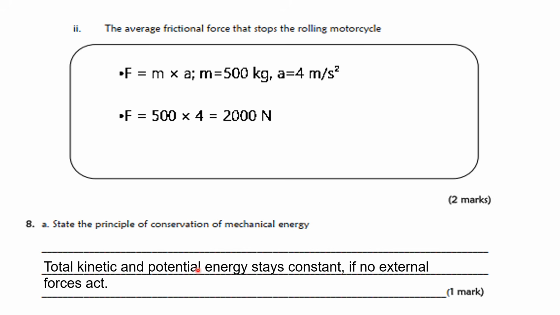This is like the law of energy conservation, which says that energy is neither created nor destroyed, but it changes from one form to another, or is transferred from one form to another. But here we are talking about potential energy and kinetic energy. Together they are called mechanical energy. So total kinetic and potential energy stays constant if no external forces act on it.